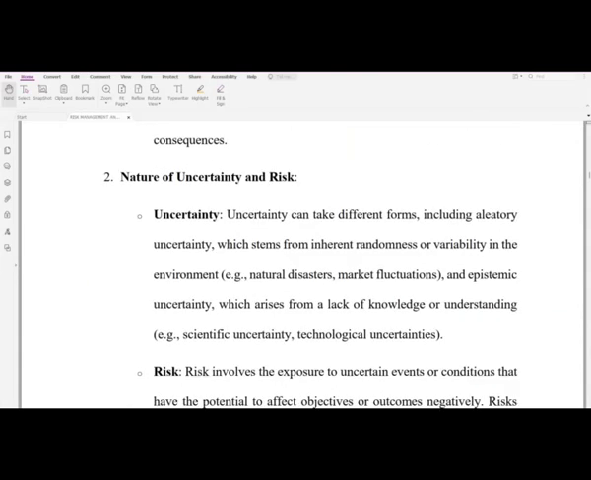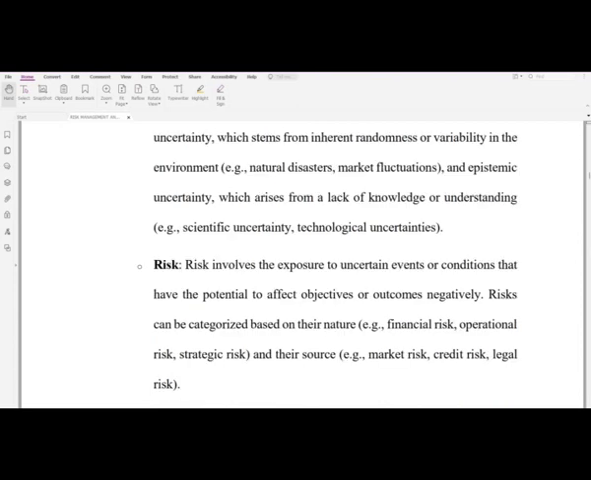Uncertainty can take different forms, including aleatory uncertainty, which stems from inherent randomness or variability in the environment. Examples include natural disasters and market fluctuations, and epistemic uncertainty, which arises from a lack of knowledge or understanding. Examples include scientific uncertainty, technological uncertainty. Risk, on the other hand, involves the exposure to certain events or conditions that have the potential to affect objectives or outcomes negatively.